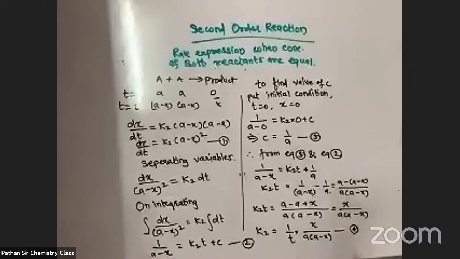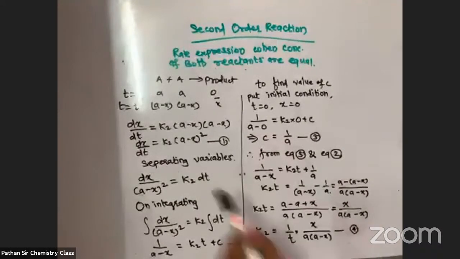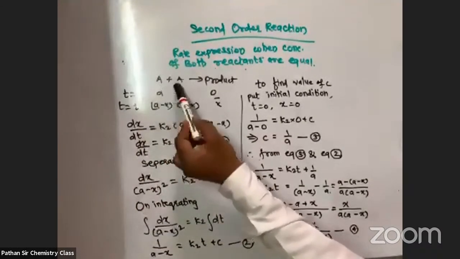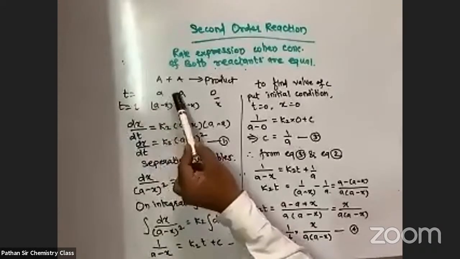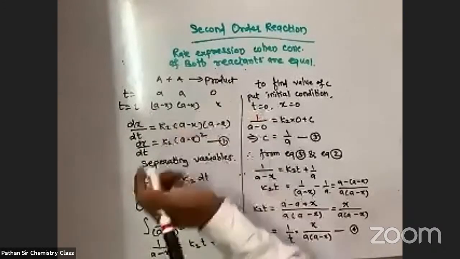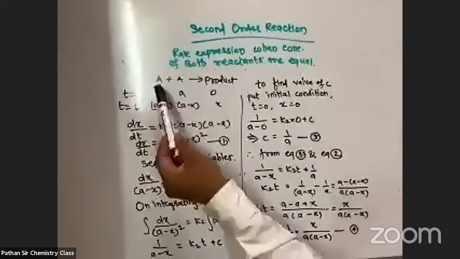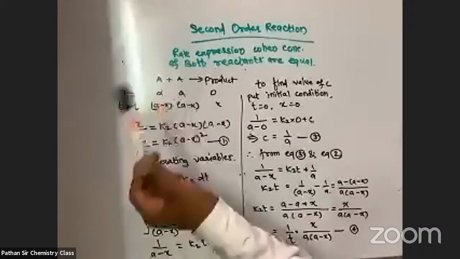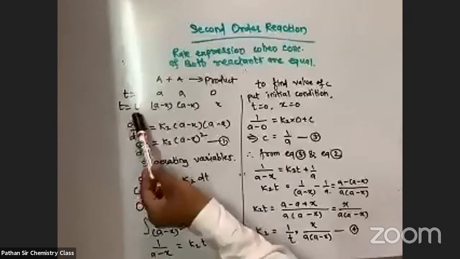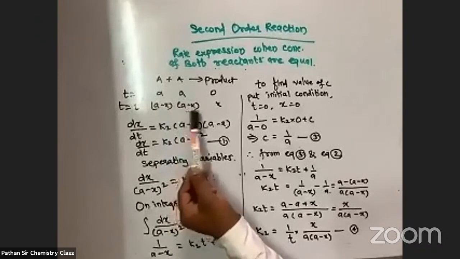Okay, any problem? See, reactant a plus a gives product. At t equal to 0, the initial concentration of reactant is a and that of product is 0, and after some time t, the reactant reacts to form product. The concentration of reactant decreases. The remaining concentration after time t is a minus x, and a minus x, and that of product is x.